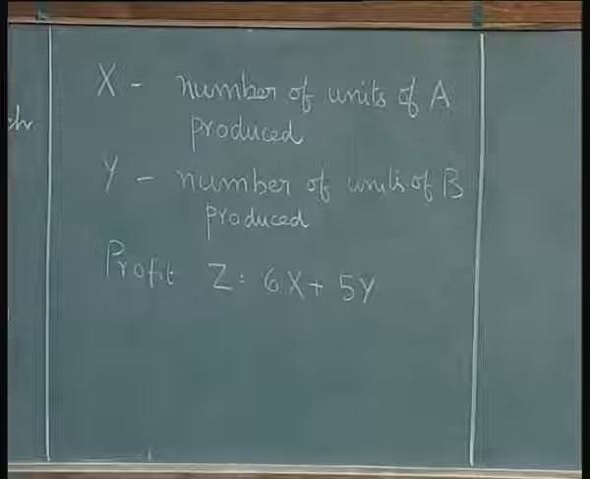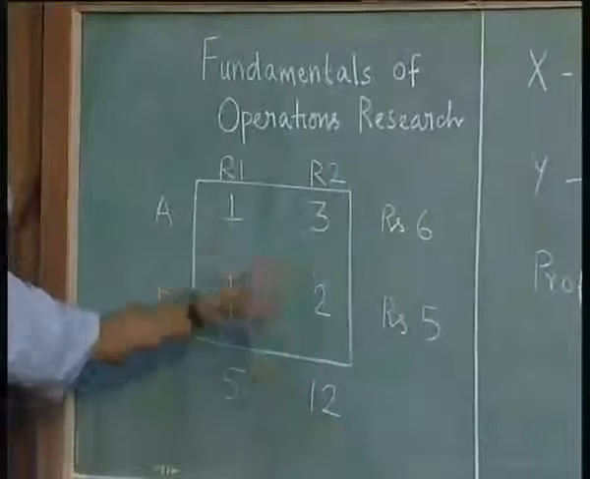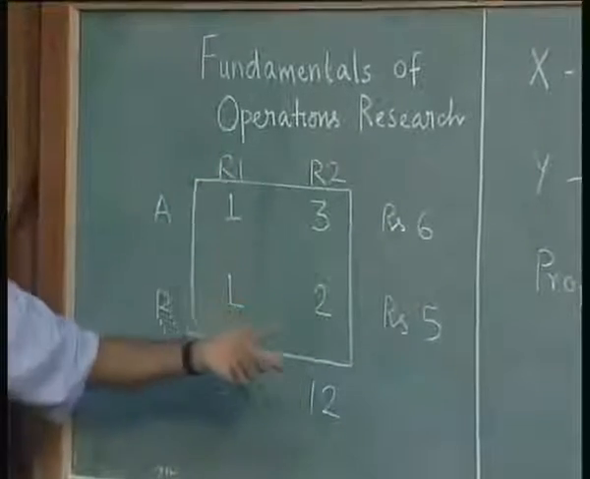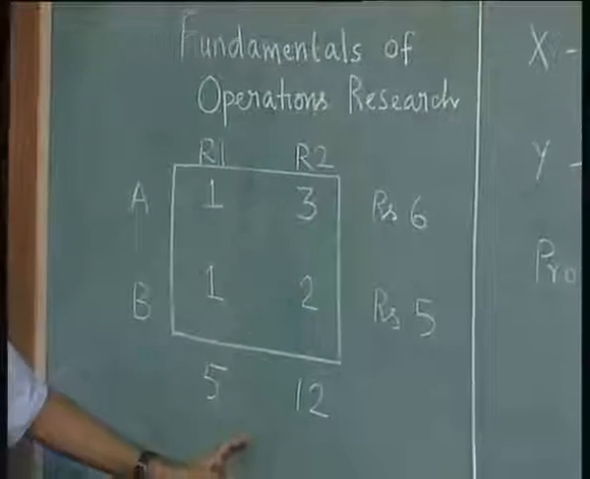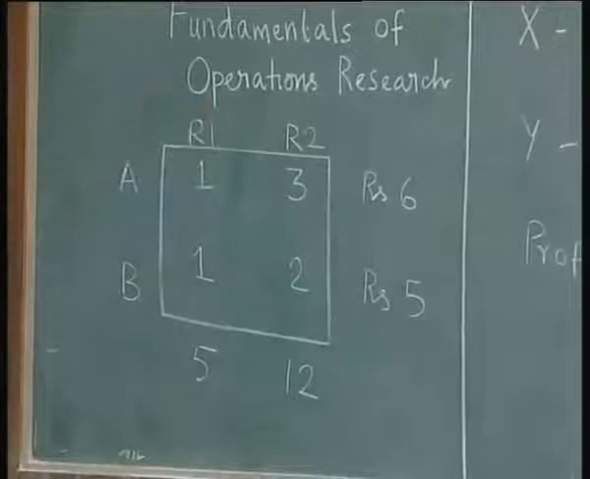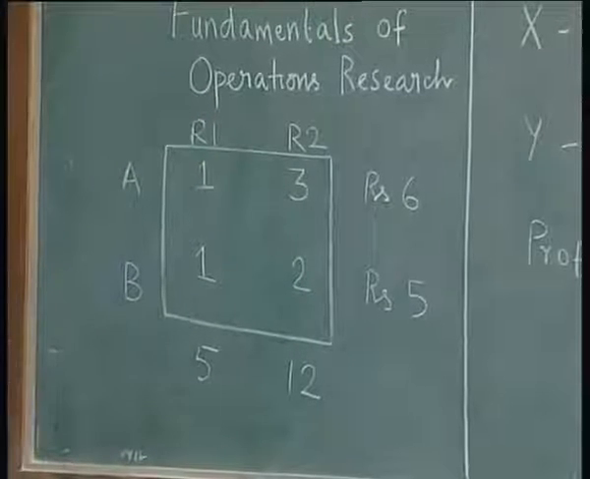Now the manufacturer would ideally like to produce as much of A and as much of B as possible, but what happens is the availability of these resources will try and restrict the amount of A and B, that is X and Y, that the manufacturer can produce. So we look at the resource requirement to produce X of A and Y of B.